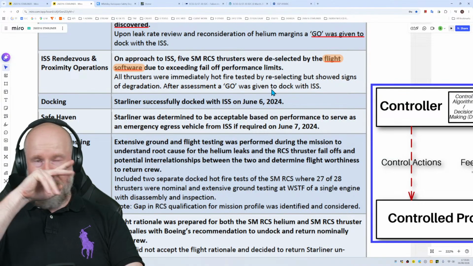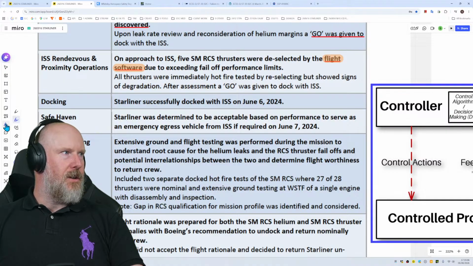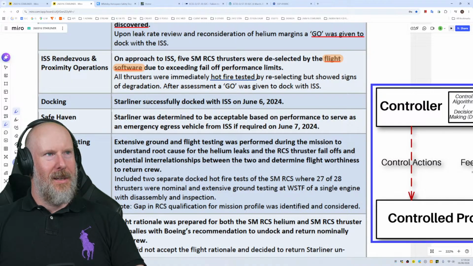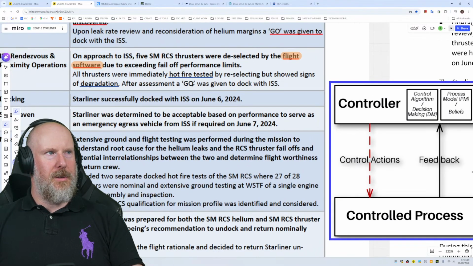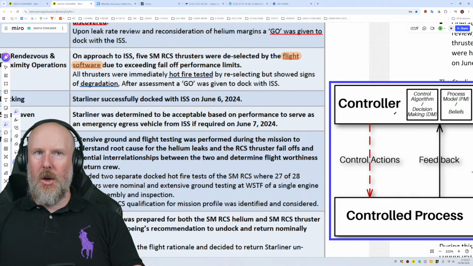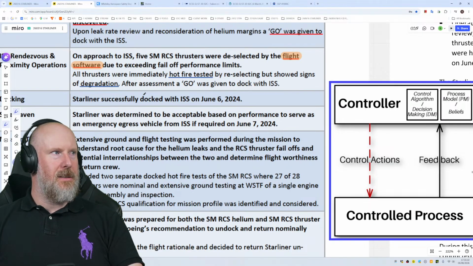All thrusters were immediately hot fire tested. So somebody has decided we probably should do some hot fire testing by reselecting, but showed signs of degradation. So they got some feedback that showed signs of degradation in performance. After assessment, a go was given to dock with ISS. So again, who or what is the controller making that decision to go and dock with ISS? Is that the right thing to do, the safe thing to do? What are the questions over that?